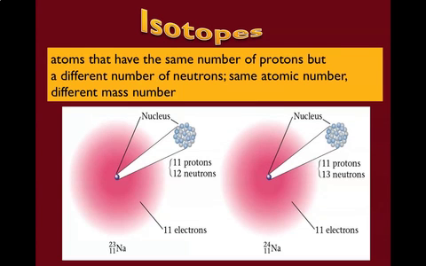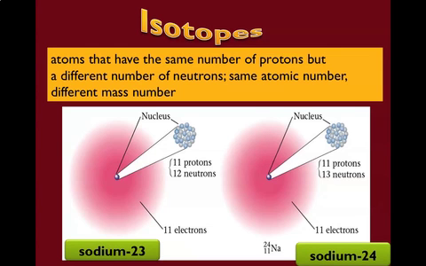On the left, we have 11 protons, which makes it sodium, and 12 neutrons. Remember, to get the mass number, you add protons and neutrons, so this makes it sodium 23. On the right, we still have 11 protons, which means it's still sodium, but now we have 13 neutrons, which makes it a mass of 24. So we have sodium 24.